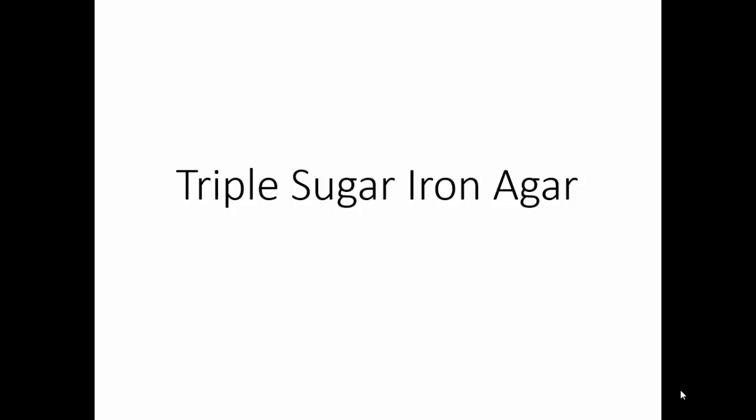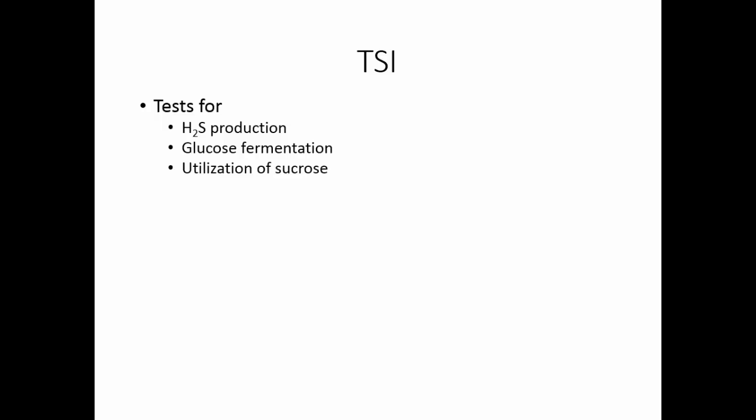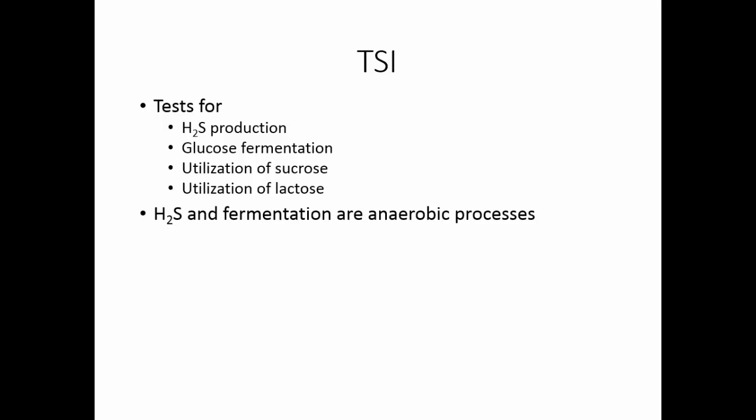Triple sugar iron agar is useful for the identification of gram-negative bacilli. TSI tests for several things. It tests for hydrogen sulfide production, glucose fermentation, and whether the organism can utilize sucrose or lactose as a carbon source. Hydrogen sulfide production and fermentation are both anaerobic processes.